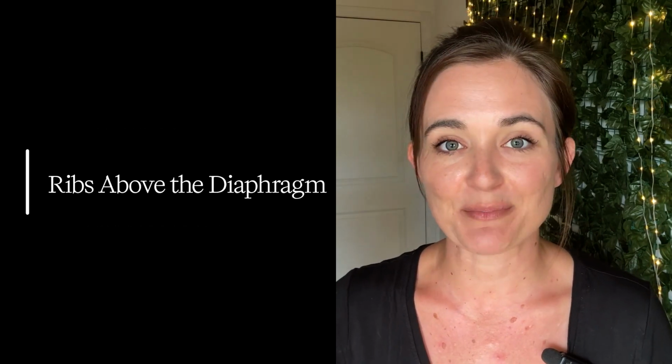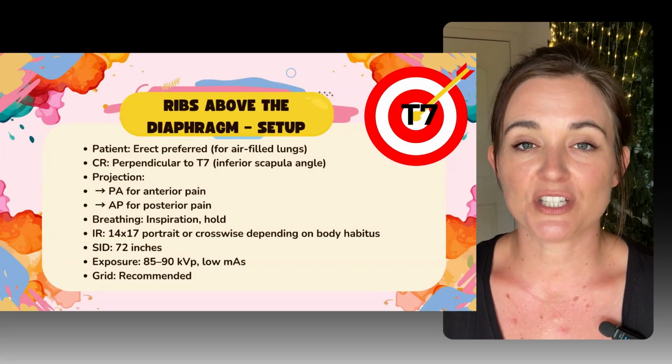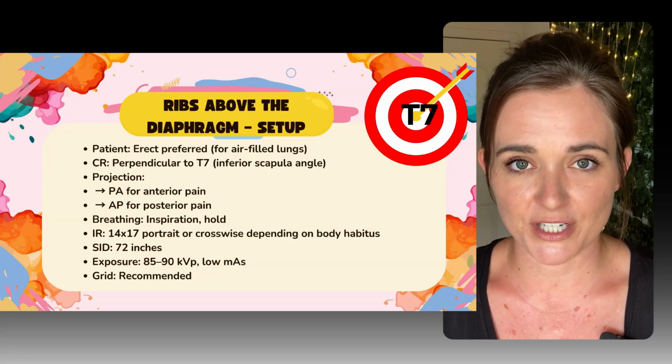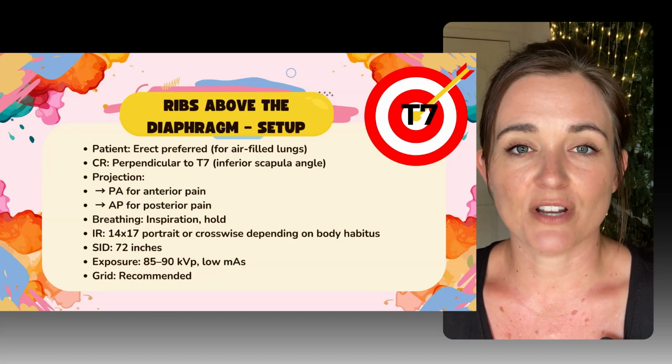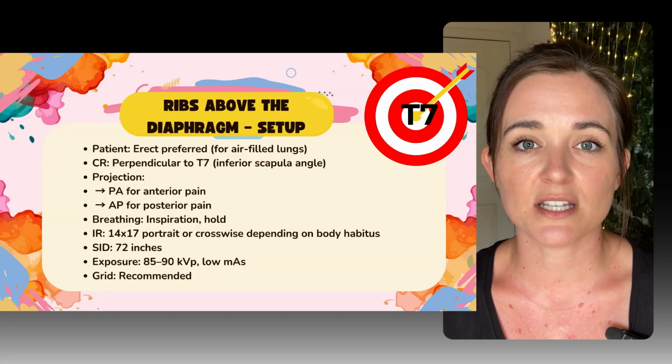All right, time for ribs. Starting with ribs above the diaphragm. You're going to have your patient upright. You will position them PA if they're in anterior pain, AP if they're in posterior pain. Your CR is directed to T7. You expose on inspiration to depress the diaphragm.